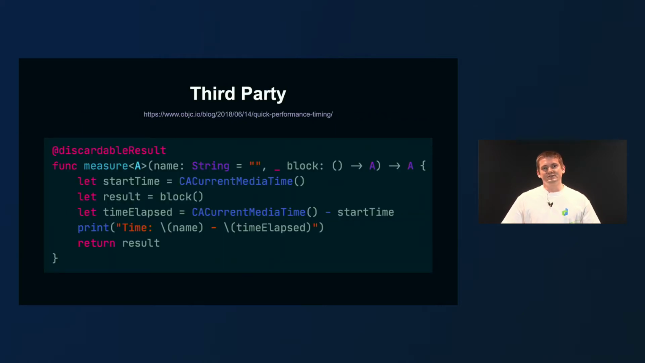And in case you for some reason can't do tests or instruments is a little too much, here's an example of a third-party solution. Whatever you need to do, you put inside a measure block, and this will just print out in the debugger how long that's taking. Now, keep in mind, this is not development code, and you shouldn't be using it in your published apps.